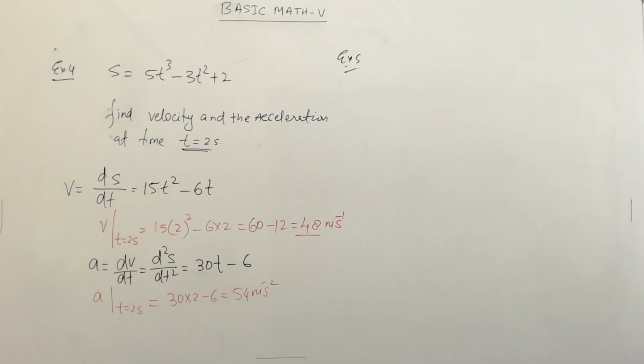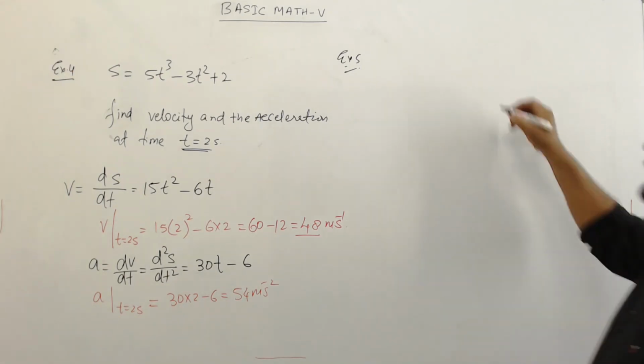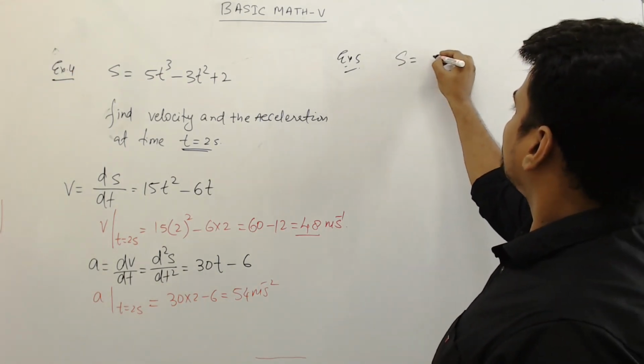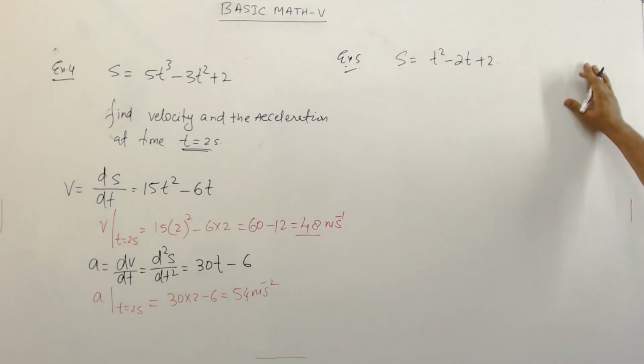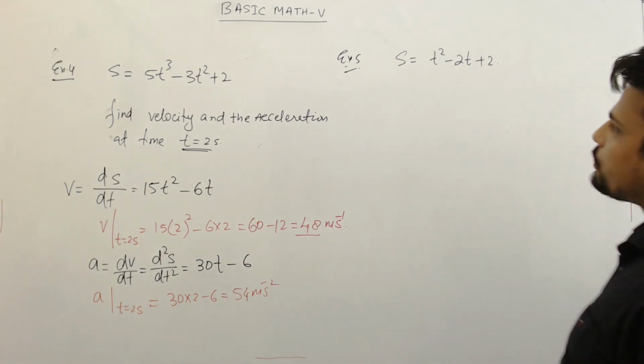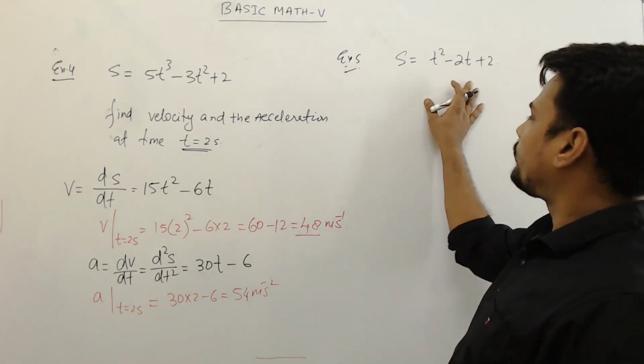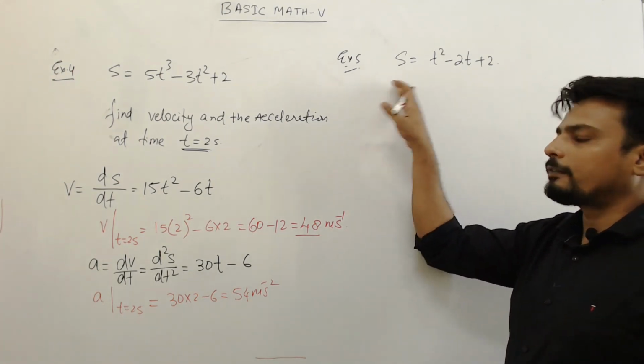Okay, let me just clean that part also. Okay, anyways, let us see that. If I have S is equal to t square minus 2t plus 2, well, that is the displacement as a function of time t. I just want you to plot the displacement versus time graph.